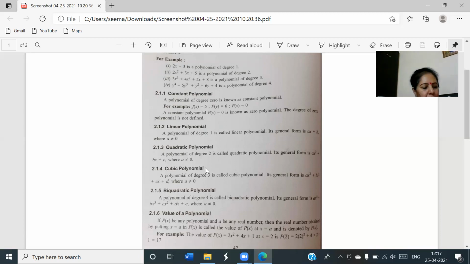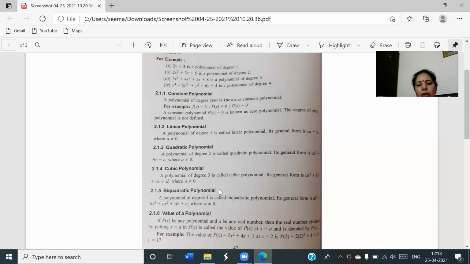Next is cubic polynomial. A polynomial of degree 3 is called a cubic polynomial. Its general form is ax cube plus bx square plus cx plus d, where a is non-zero. And again you have seen an example, that is 3x cube plus 4x square plus 5x plus 8, a polynomial of degree 3.